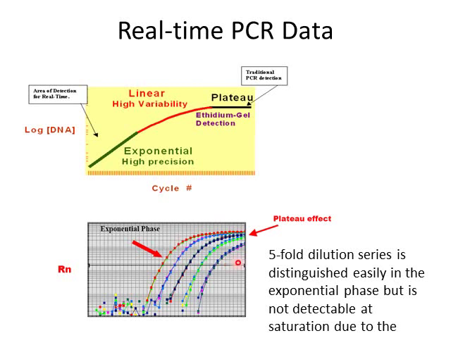This is exemplified here. So we've got a 5-fold dilution series here. So this is the same PCR, but the actual starting material has been diluted 5-fold in each case.